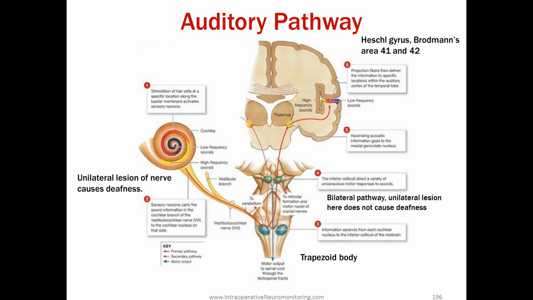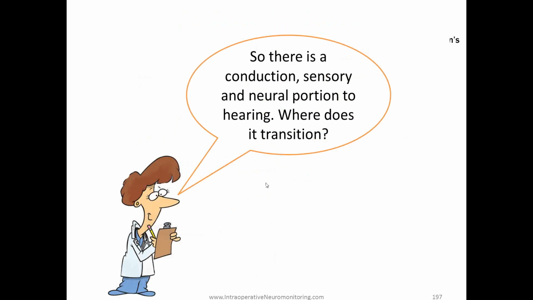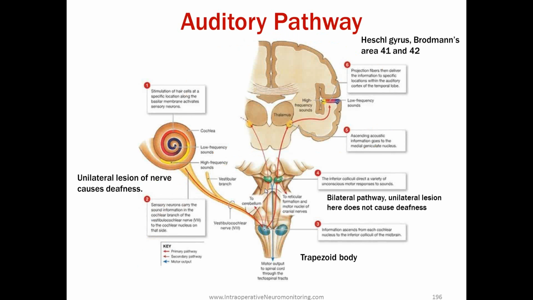Information ascends from each cochlear nucleus to the inferior colliculus of the midbrain. So we can see an ipsilateral channel coming up to the inferior colliculus. This is the lateral lemniscus. We also see a contralateral, so it is going bilateral. That's how your auditory system is bilateral. Here it crosses over at the trapezoid body and comes up to the contralateral inferior colliculus.